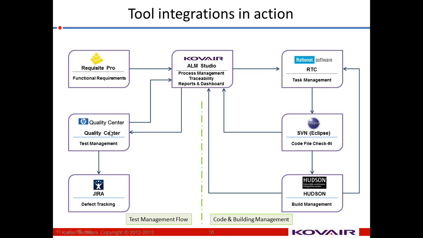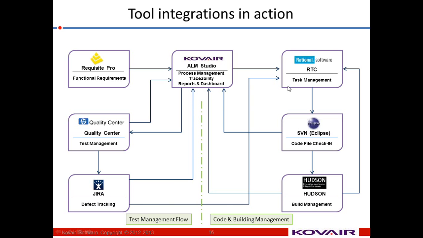And then the tests will be executed in Quality Center, and if defects are raised, they will flow to Jira and also to Kovair. And these defects will also flow into RTC and get related with that task. And finally, the task will send all its feedback to the Requisite Pro requirement. So sitting in the Requisite Pro tool, people will get to know which stage the requirement is actually in, and how many defects there are. All that information should be available to the person who is using Requisite Pro.